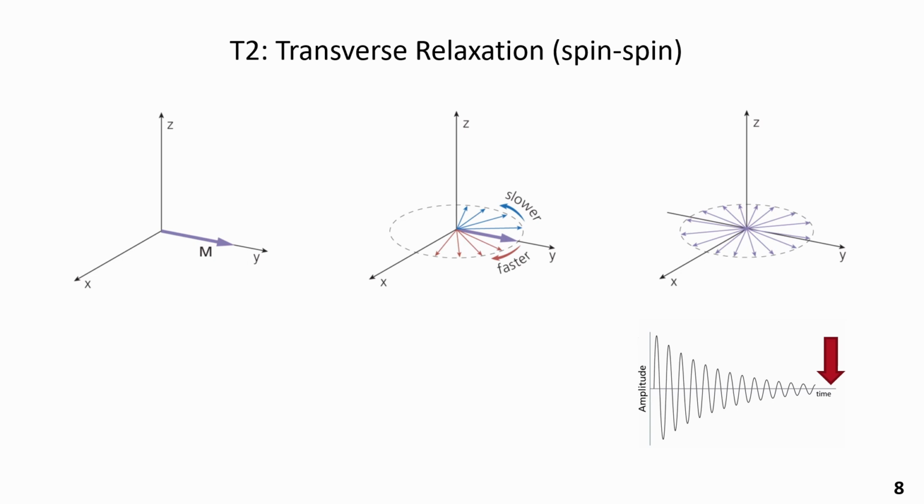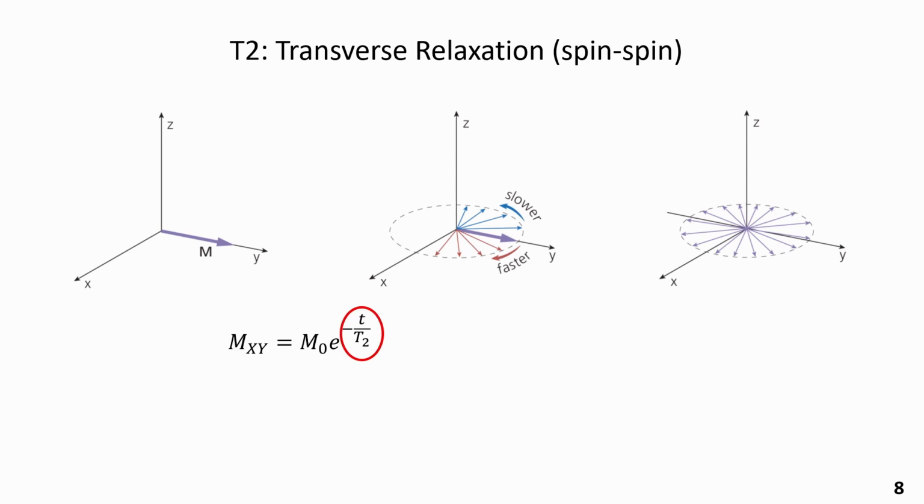The exponential decay depends on the T2 relaxation parameter. This is specific to every tissue and can change with pathology. For normal myocardium, it is about 50 milliseconds. For edematous myocardium, it's about 75 milliseconds. We take advantage of T2 to image intramyocardial edema.